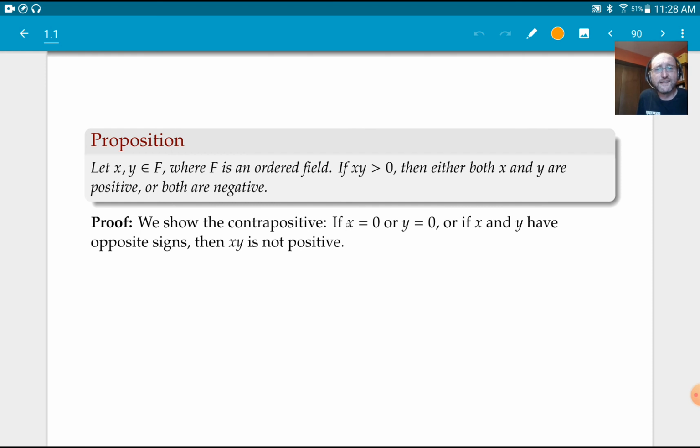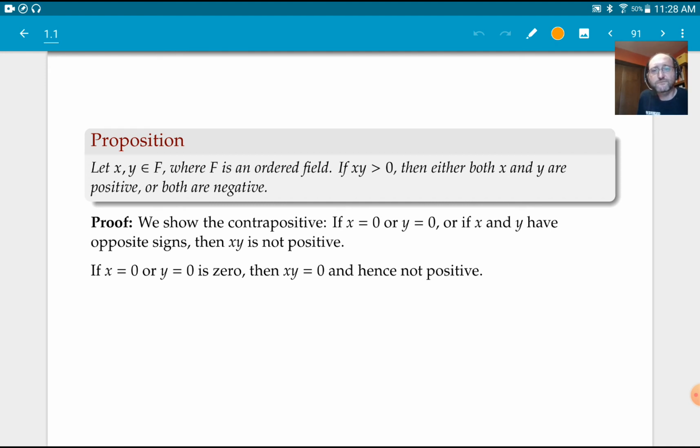So what we really show is that if x is 0 or y is 0, so if one of them is 0, or if they have opposite signs, then x times y is not positive. That doesn't mean it's necessarily negative. It's just non-positive, right? It could be 0 if one of those is 0. By the way, this is a good example of being careful when negating statements. To write down a contrapositive, you have to negate the hypothesis and the conclusion, so you have to be careful when you negate it here.